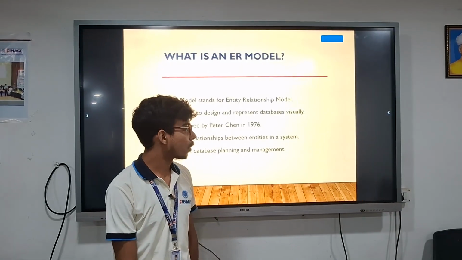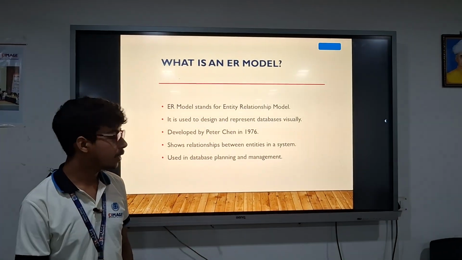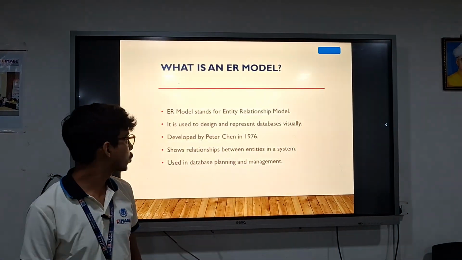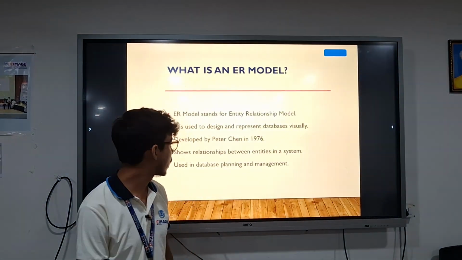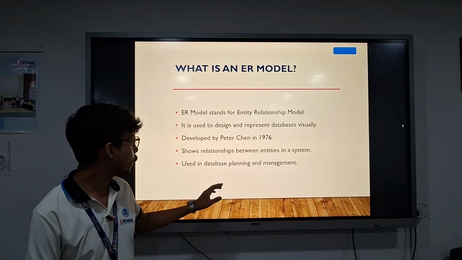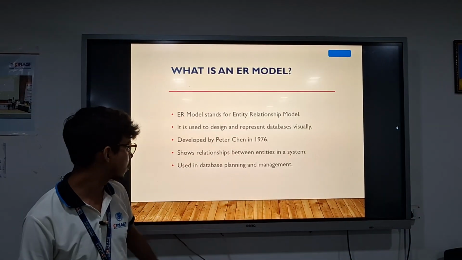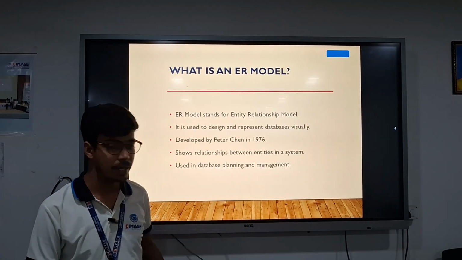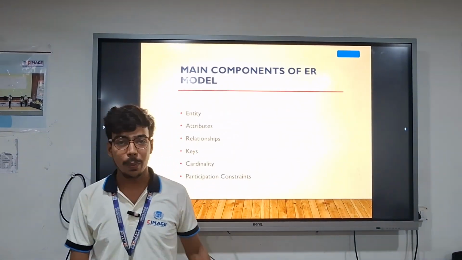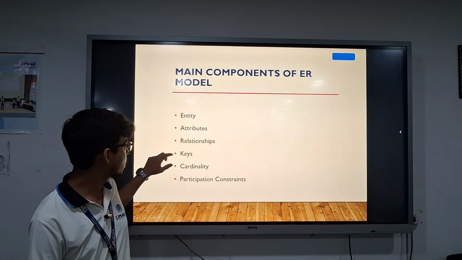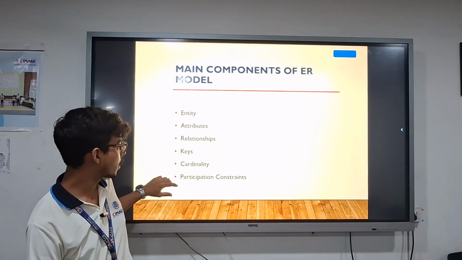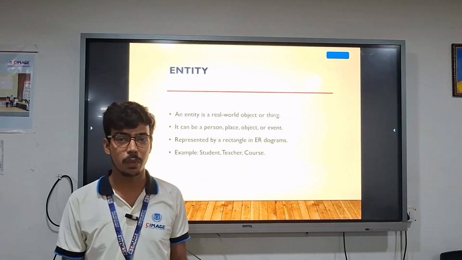So what is an ER model? ER stands for Entity Relationship Model, which is used to design and represent a database visually. It was developed by Peter Chen in 1976, and it shows the relationship between entities in a system and is used in database planning and management. The main components of an ER model are entity, attributes, relationship, keys, cardinality, and participation constraints. So let us understand one by one.